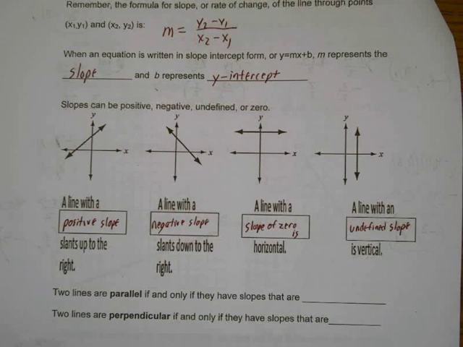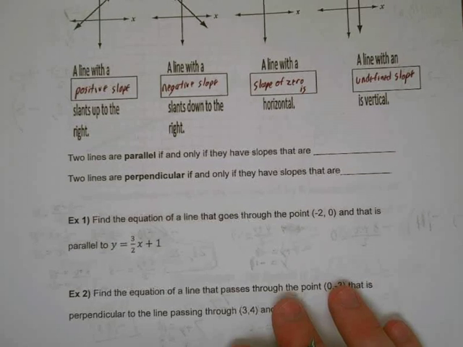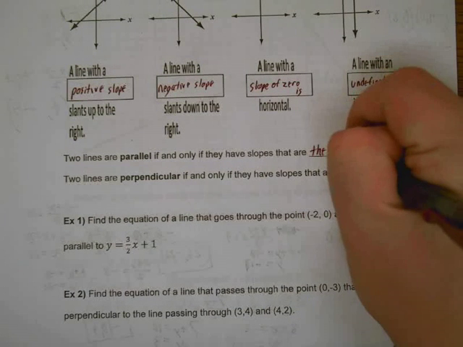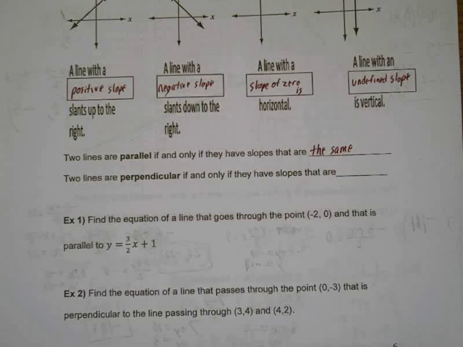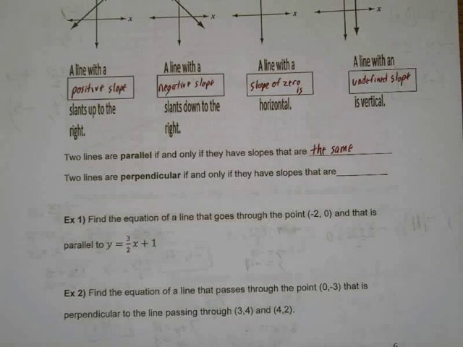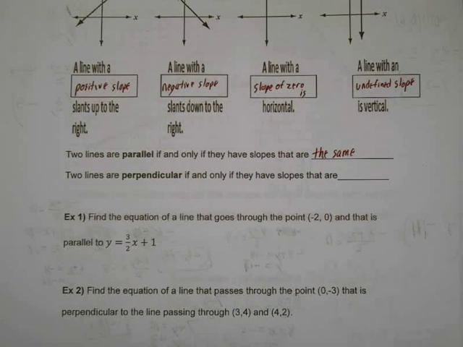Alright, now we want to take slope a little bit further. We're going to look at slope in dealing with parallel and perpendicular lines, the two words that we defined in our glossary just a little bit ago. So we say that two lines are parallel if and only if they have slopes that are the same. That means they're going to look exactly the same. If the slope of one line is 3, the slope of the other line is also going to be 3.